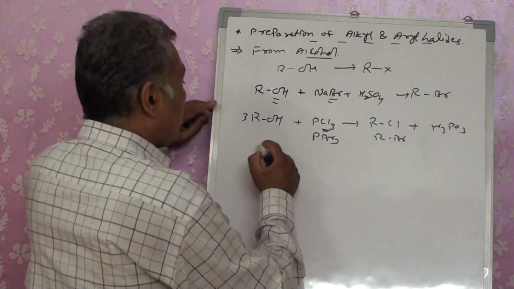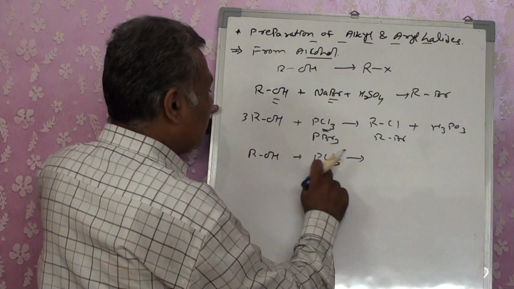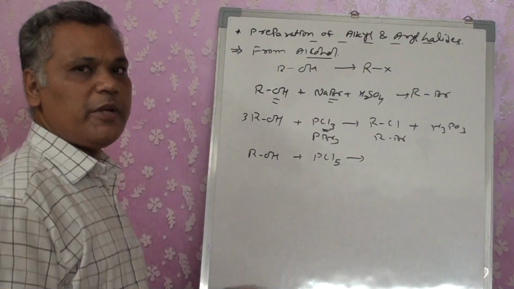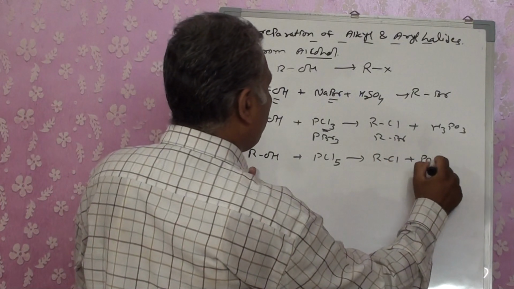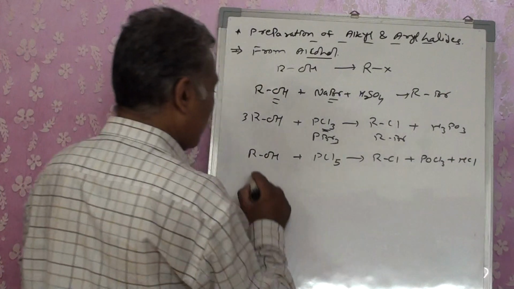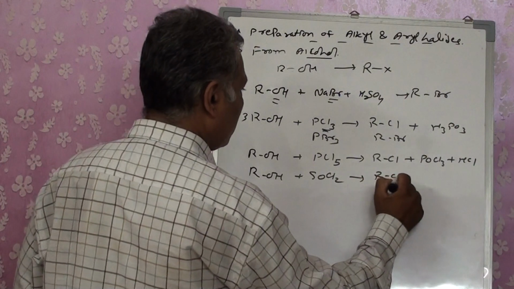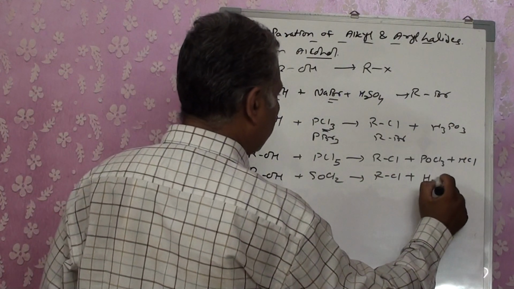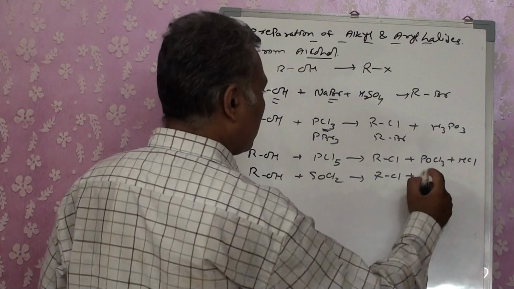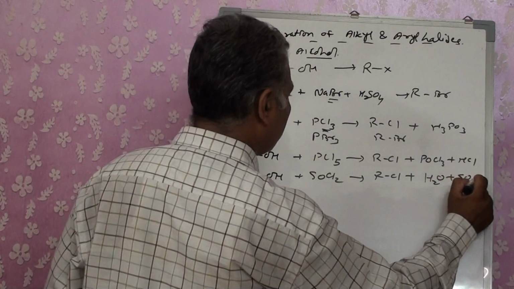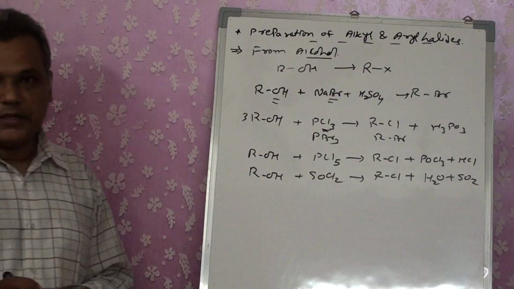Right? So here another reagent that is used is PCl5. Here Cl is fixed; we can't have it as Br or I or F. For it, we get RCl, POCl3, HCl. ROH can also be reacted with SOCl2 to give RCl plus SO2 plus HCl. You can take any of these reagents.